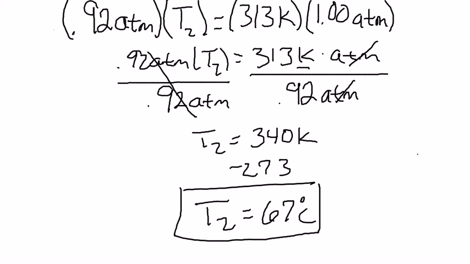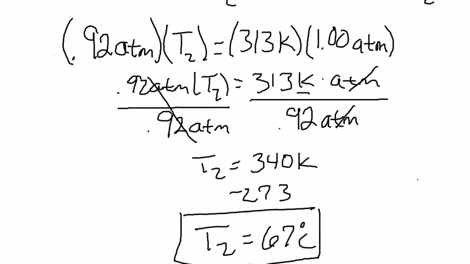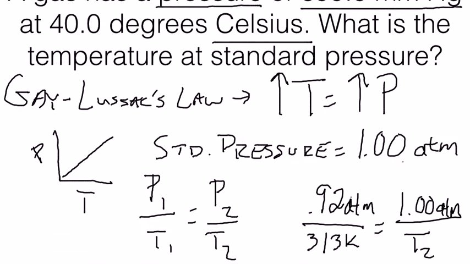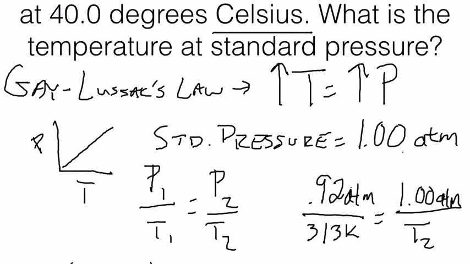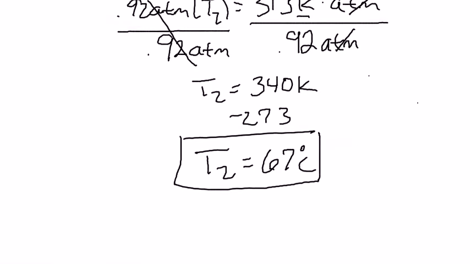So let's look at this 67 degrees Celsius and compare it to our initial temperature. We finished with 67 degrees Celsius. We started at 40 degrees Celsius, and we would expect, since we had an increase in pressure from 0.92 to 1 atmosphere, that the temperature should have gone up to cause that pressure to change. And so our answer does make sense.